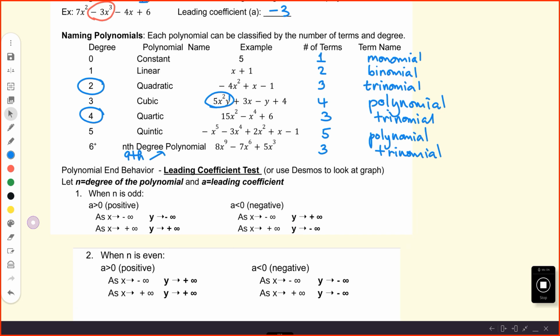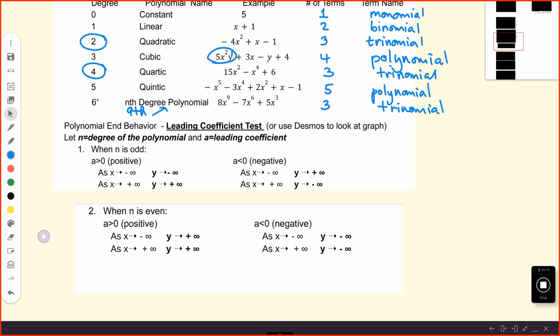Again, do not confuse yourself with this side and this side. This is based on the degree. This name is based on the number of terms. Okay? All right, any questions on this?